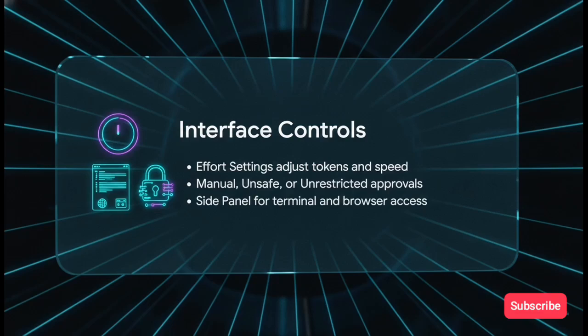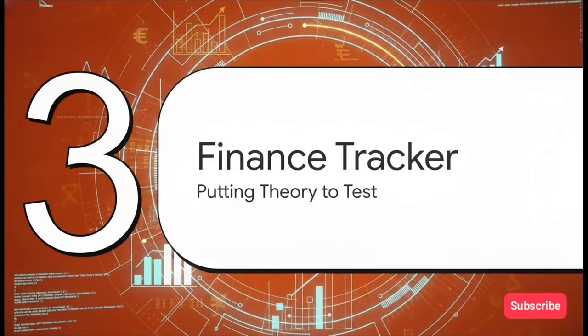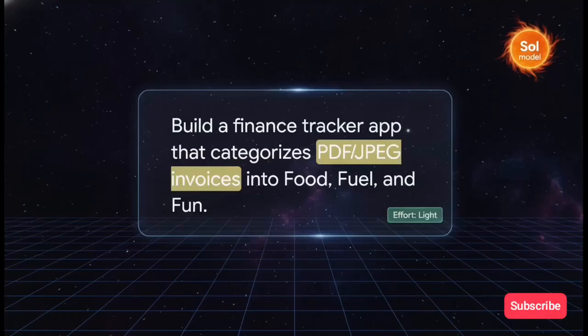All right, Section 3, Building a Finance Tracker. It's time to put all this theory to the test with our first real action sequence. To kick this project off, the prompt is brilliantly simple. It just says, build a finance tracker app that lets me upload PDF and JPEG invoices and categorizes them into food, fuel, and fun. That's it. Literally just one natural language sentence. We set the effort to light, select the Sol model, and let it take the wheel.